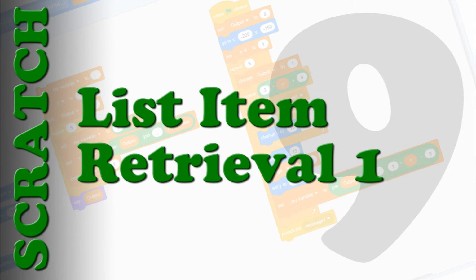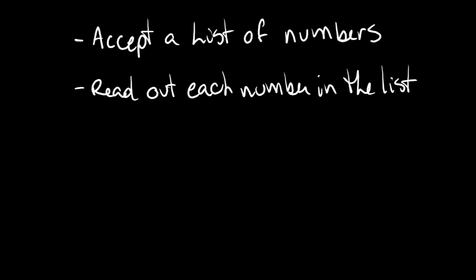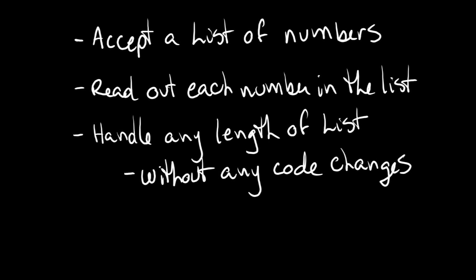In this example, we want to create a program that will take a list of numbers and read out each of the numbers in the list. The key thing about this program is that we want it to work with any number of data in the list without having to change any of the code. So whether we have 5 items in the list, 50 or 1,000, I don't want to have to modify the code other than adding more items into the list, which typically we would do through some other process.